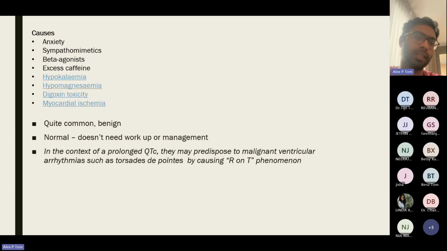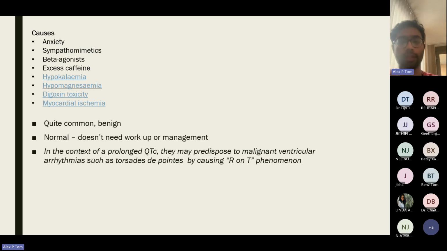What are the causes? Anxiety, sympathomimetics, beta agonists, caffeine, dyslipidemia, digoxin toxicity, MI. This can be quite common in patients and can be benign. If you see something like this on your patient's monitor, take an ECG and a rhythm strip, and see how frequent these ventricular ectopics are. If they are very frequent, you might have to keep a close eye on this patient because they can easily degenerate into VFib and VTach. If it's very infrequent, then it's something you won't have to worry about.